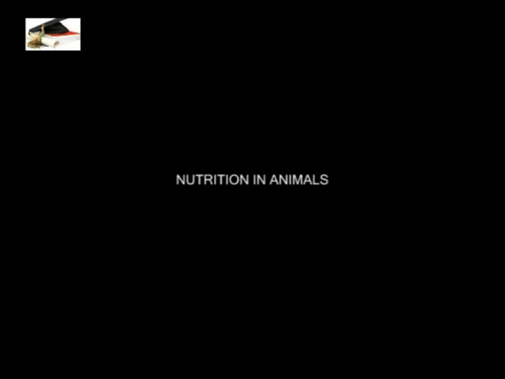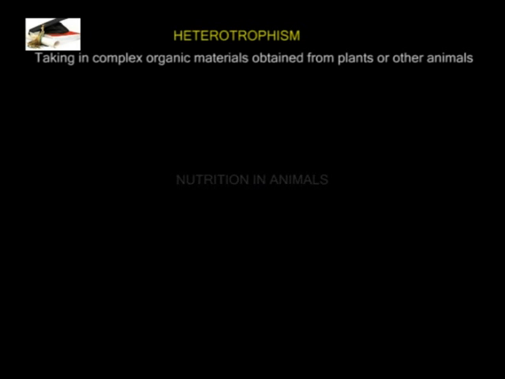Next is nutrition in animals, and we start with heterotrophism. Now, heterotrophism is a mode of nutrition that involves taking in complex food materials such as carbohydrates, proteins, and fats obtained from the bodies of other plants and animals. Organisms that feed on these already synthesized foods are called heterotrophs. The heterotrophs break down or digest these foods into simple soluble molecules which can pass through the cell membrane during absorption. Heterotrophs obtain their food using the following heterotrophic modes of nutrition.